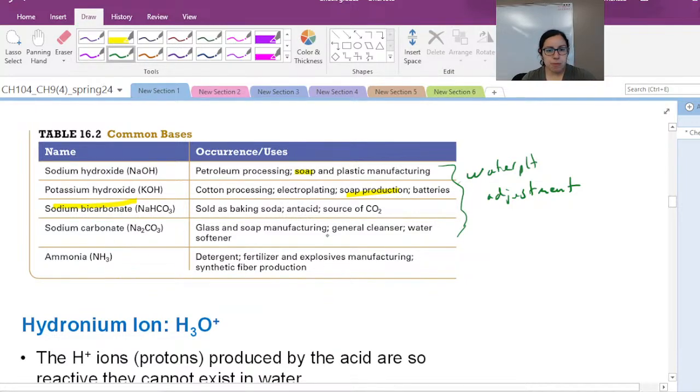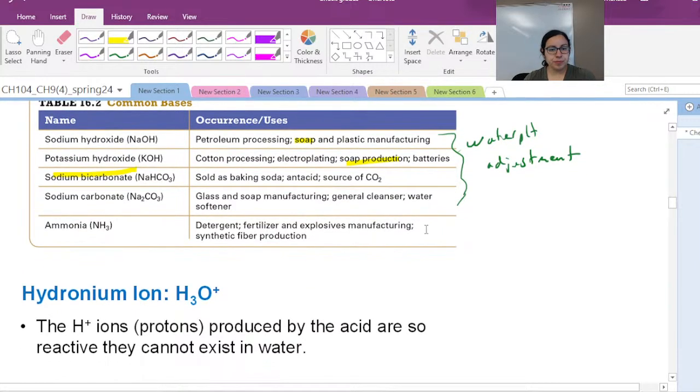And then sodium carbonate can also be used in soap manufacturing, or again, water softener. And then ammonia is pretty important just because it's a fertilizer, and of course it can also be in explosives, but mainly fertilizer is its big relevant use.